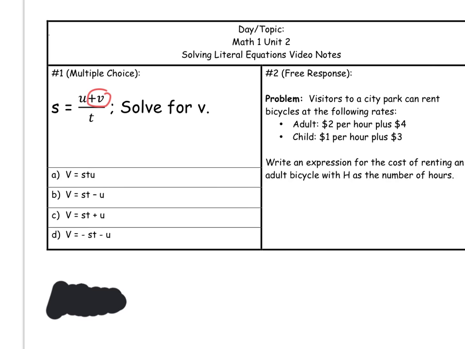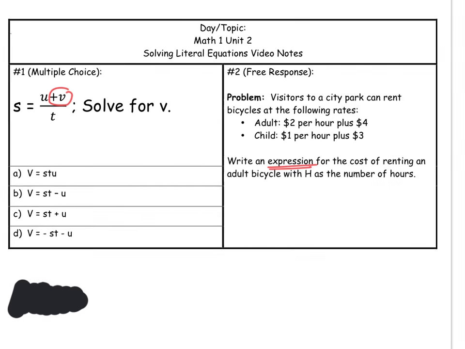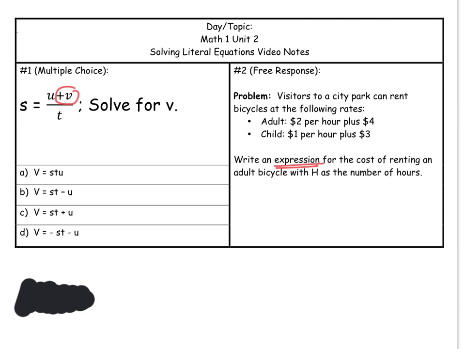Free response question number 2. Write an expression for the cost of renting an adult bicycle with h as the number of hours. So we just want to write an expression that includes h as the number of hours, and we don't need an equation, we just need an expression.